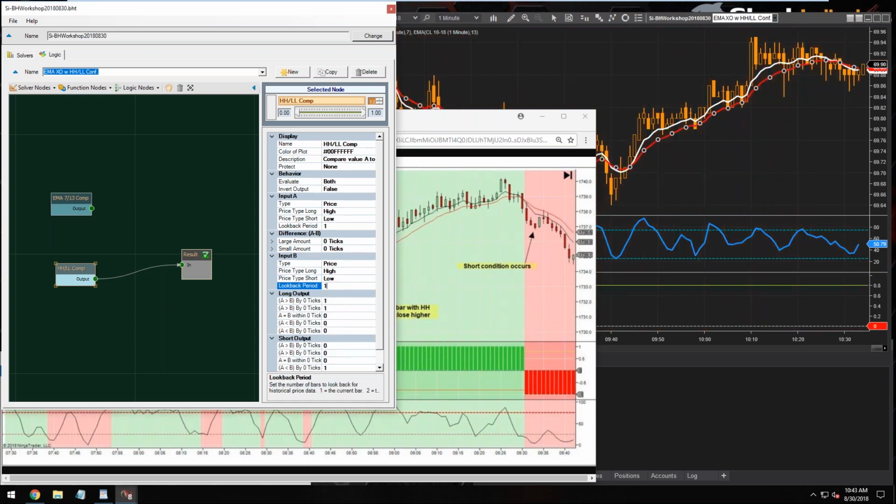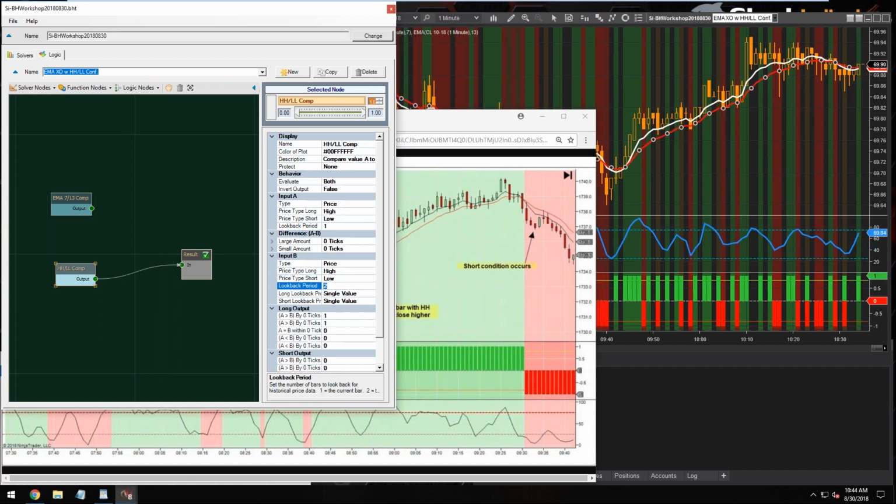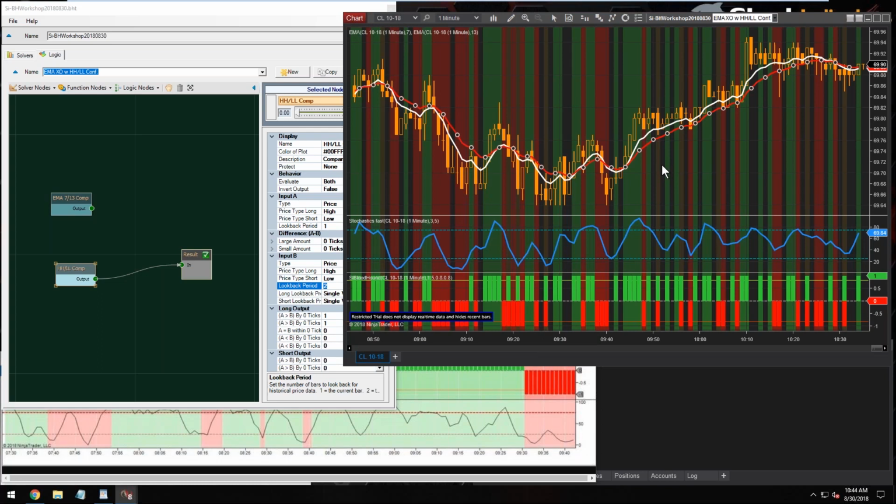Now input B, we want that to be the previous bar, one bar back. So we're going to use a look back period, set that to 2. And then the look back process, we're just going to leave it on single value. So we just want to find the high price value, the low price value, looking back 1 bar. And let's take a look at the chart here.